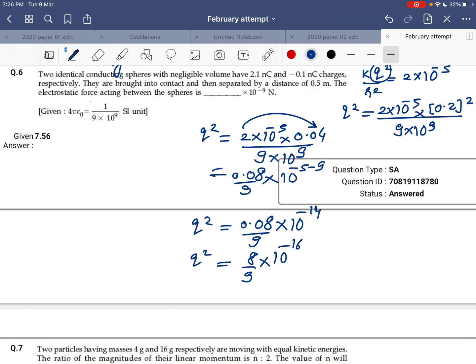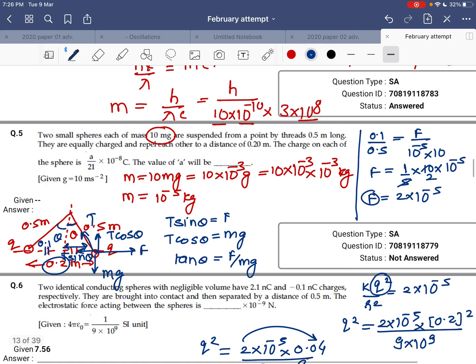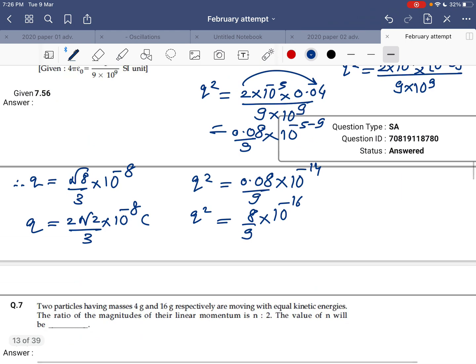So this is Q square and we have to find Q. Therefore I can write Q as root of 8 upon root of 9, which is 3, into 10 raised to minus 8. The value of root 8 would be 2 root 2, so Q is 2 root 2 upon 3 into 10 raised to minus 8 coulomb, that is the value of charge. And I will equate A here. In order to find A, I will equate this value to the given value, which is A upon 21.